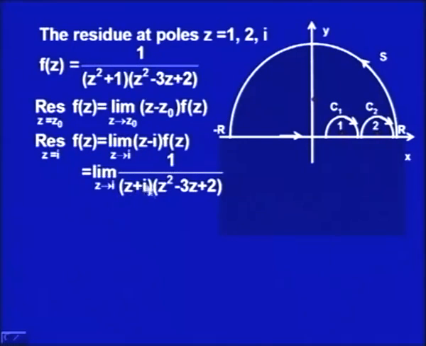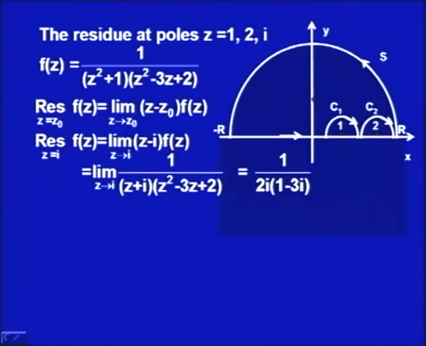Here I would get 2i, and when z is equal to i, the other factor would be minus 1 minus 3i plus 2. So we would be getting 1 minus 3i. So what we would get is 1 upon 2i into (1 minus 3i). We will keep it as such here.